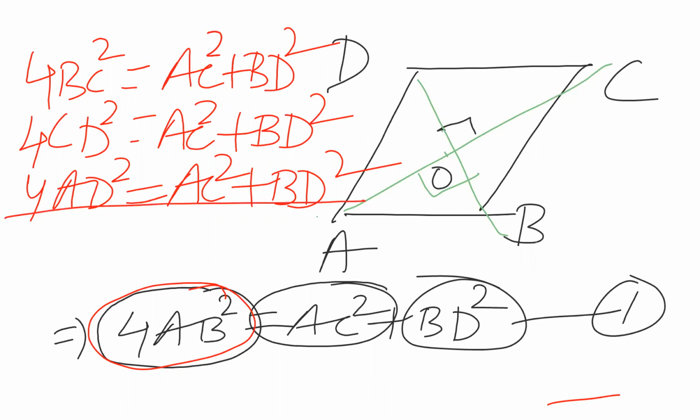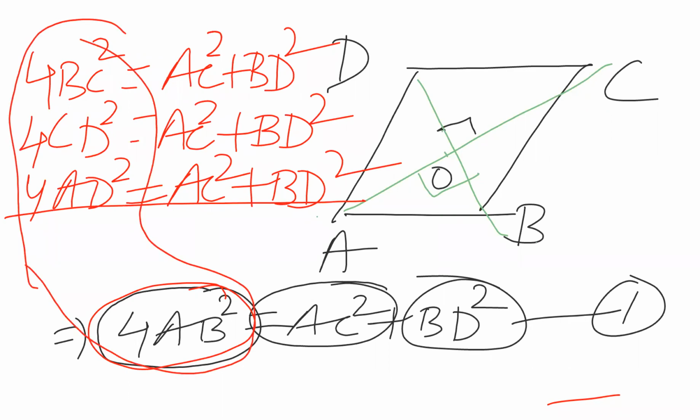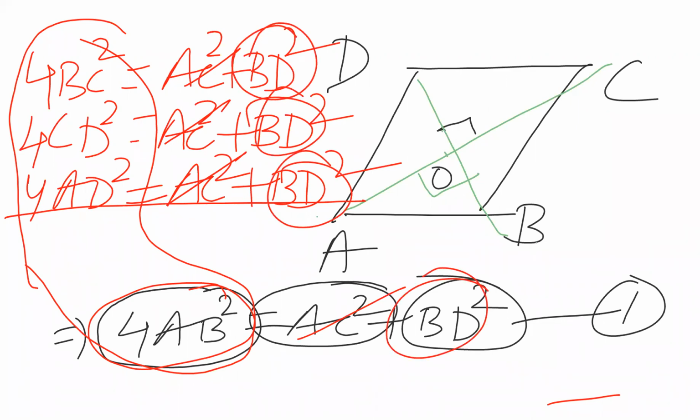Now adding, you can observe here 4 will be common, and AC² it will become 4 times AC², similarly 4 times BD², and 4 will get cancelled and you will get the value as AB² plus BC² plus CD² plus AD² equal to AC² plus BD². Clear? Yes, sir.